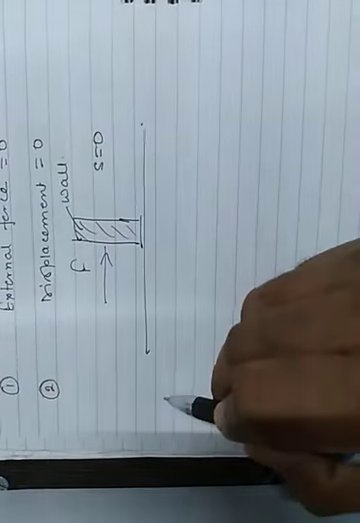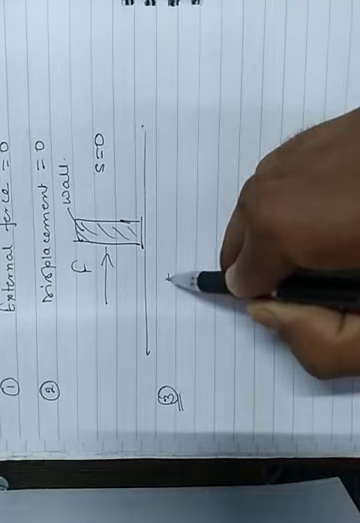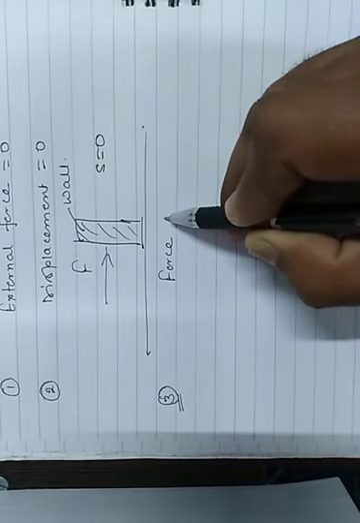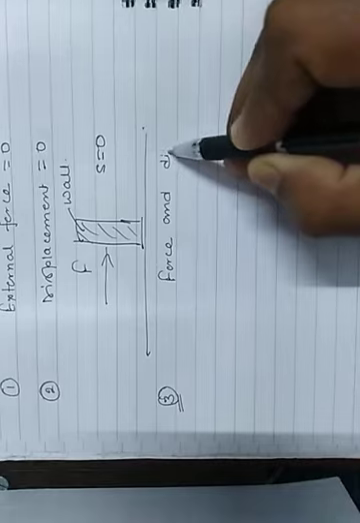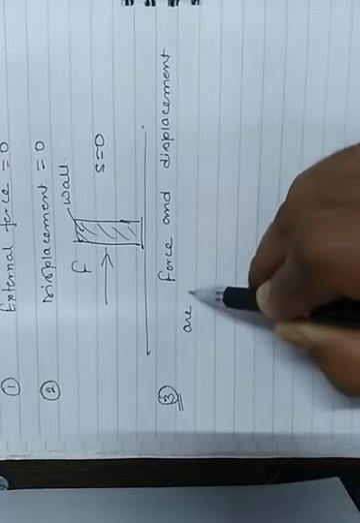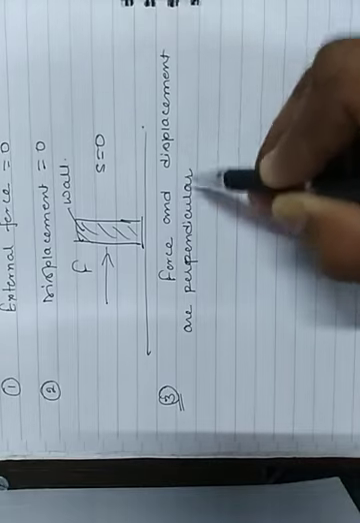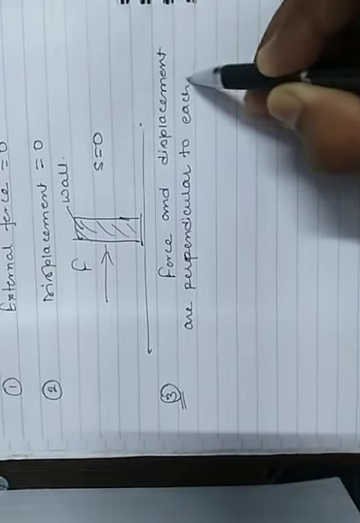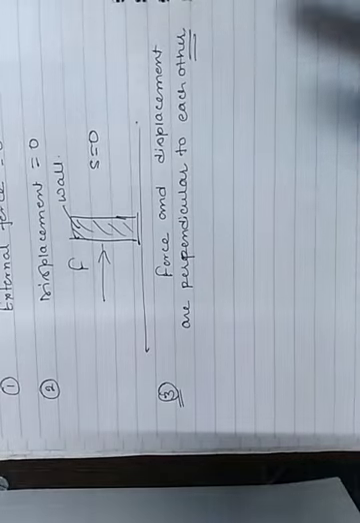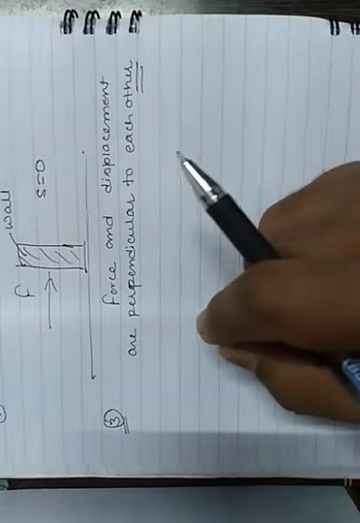And the third case, and most important, is that if force and displacement are perpendicular to each other. But how can we say that if they are perpendicular, then work done is zero? So I want to reveal a very important concept of work done.